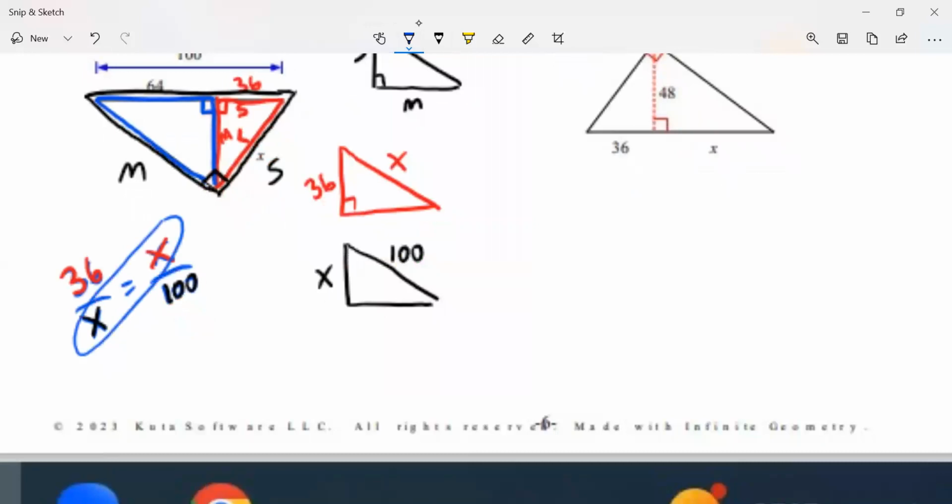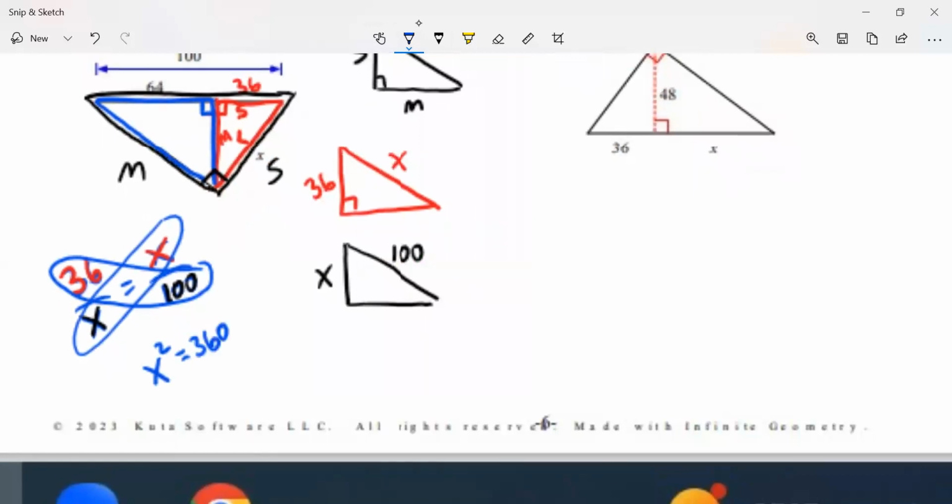X times X. Do not call it 2X. That's if I'm adding. X times X is not 2X. Instead, X times X, we're going to call this X squared. And now 36 times 100 is going to give me 3,600.